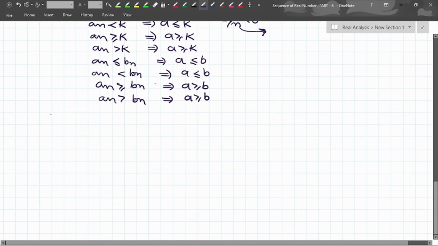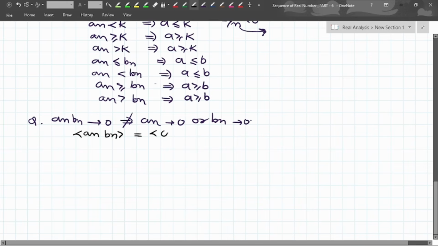Okay, let's say we can take one question here. If aₙ bₙ tending to 0, it does not imply that aₙ tending to 0 or bₙ tending to 0. This is one of the properties. So now from here, let's say my aₙ into bₙ is equal to 0, 0, 0, so it is my zero sequence. So aₙ is something like, let's say, 1 0 1 0. Okay, one term is 1 and another one is 0.